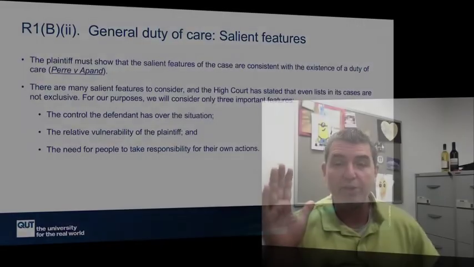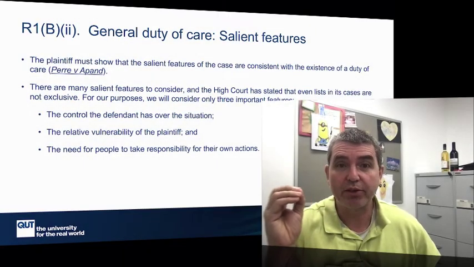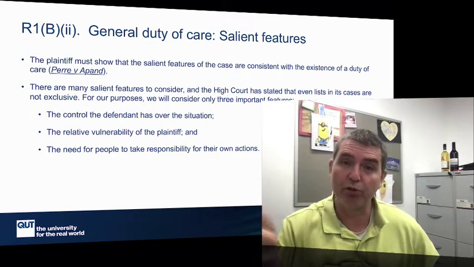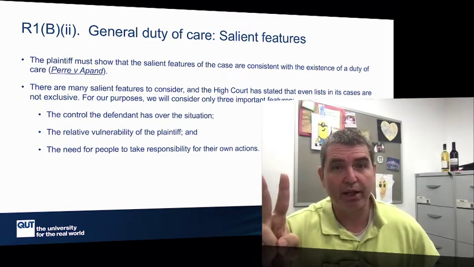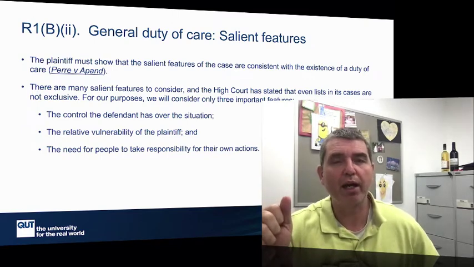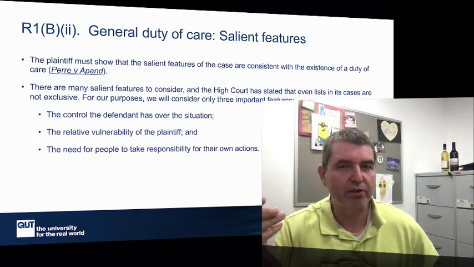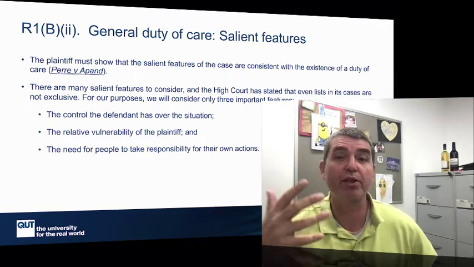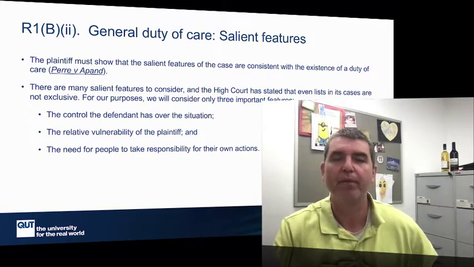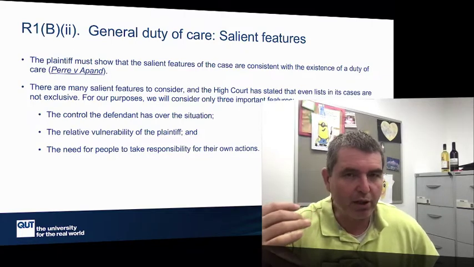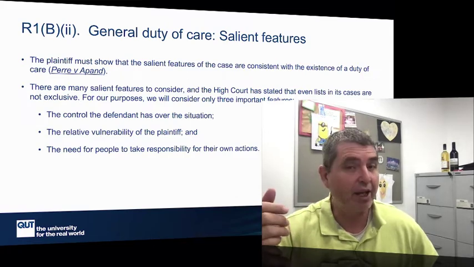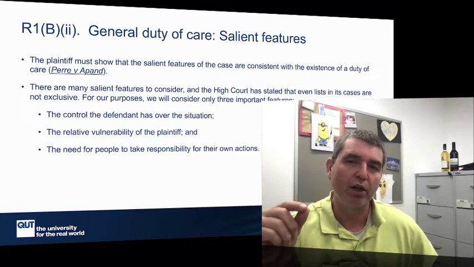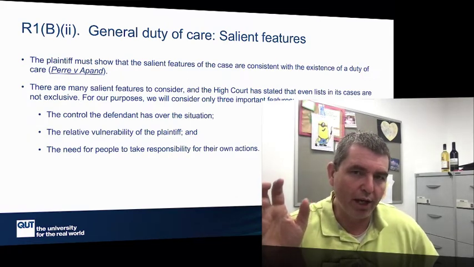So if we've established that it's reasonably foreseeable someone in the defendant's position could cause harm to someone in the plaintiff's position, the second thing we need to understand is whether this is the kind of case where the defendant should owe a duty of care, right? What are the salient features of the case? In reality, this again is a complex area with multiple criteria. But to get a sense of how the test works, we're going to work on one core idea.